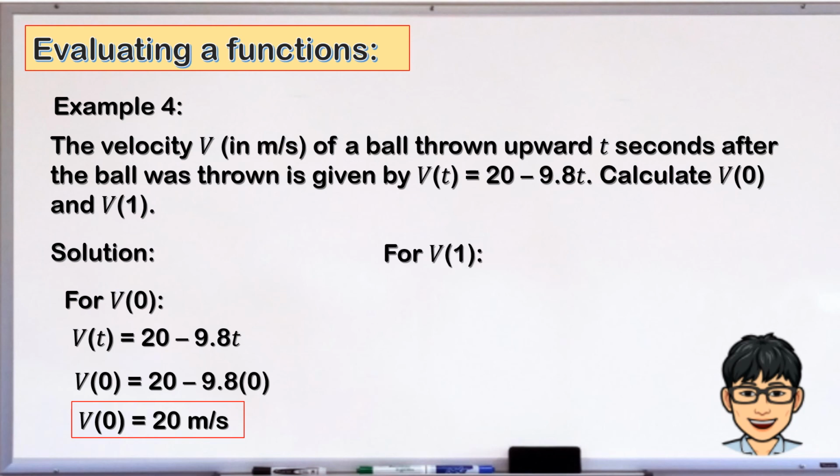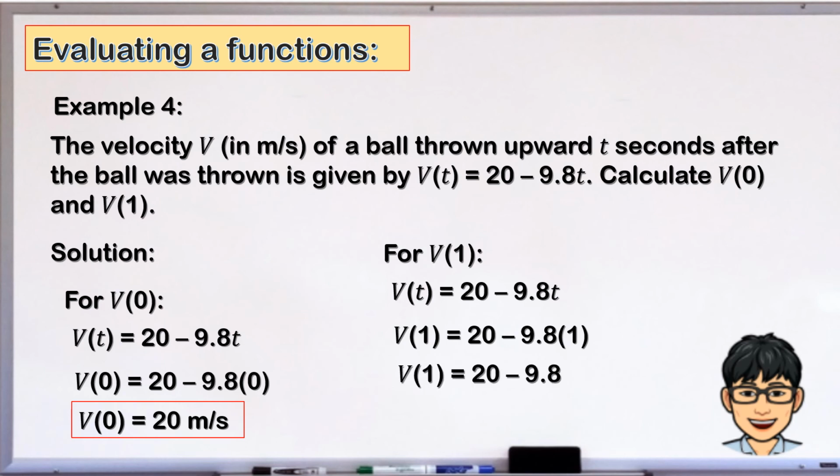For v of 1, using the same formula, v of t equals 20 minus 9.8 t. Palitan natin si t ng 1. So, we have v of 1 equals 20 minus 9.8 times 1. So, we have v of 1 is equal to 20 minus 9.8. And 20 minus 9.8 is equal to 10.2 meter per second. And that is our v of 1.